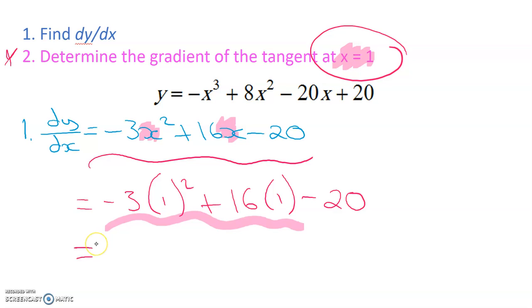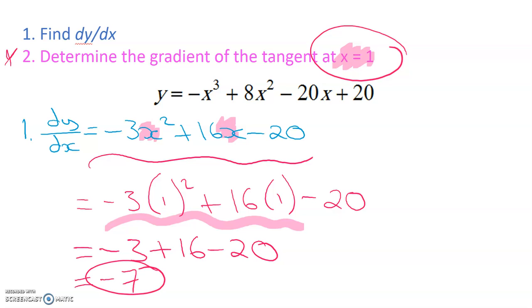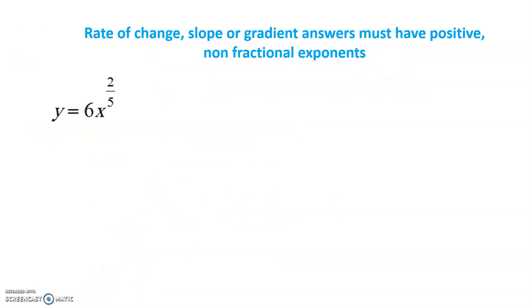and now I'll solve it. So 1 squared is 1, so I just get negative 3. 16 times 1, well, that's 16, minus 20. Negative 3 plus 16 is positive 13, minus 20 is negative 7. So the gradient of the tangent at x equals 1 of this original function is negative 7. The only thing you really need to be aware of when doing these basic algebraic expressions is that you cannot have fractional or negative exponents in your answer if you're asked for rate of change, slope, or gradient.